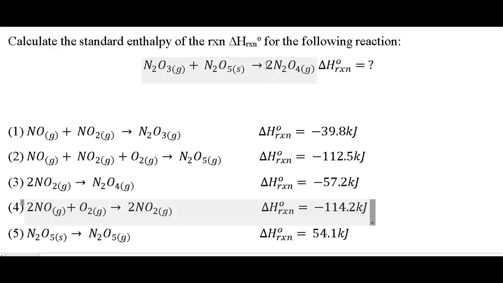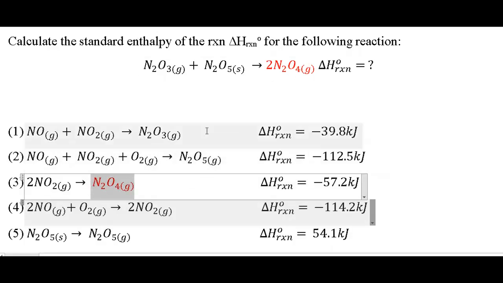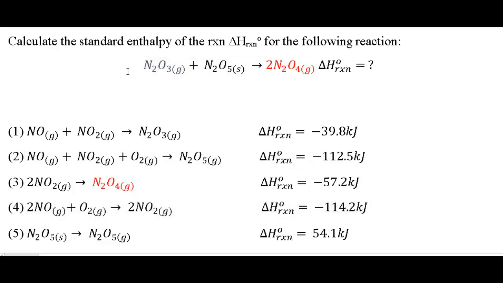So the first thing I see here is a 2N2O4 on the product side, and I see an N2O4 on the product side here. The problem is this is only 1 mole and that is 2 moles, so I think we'll just multiply this out by 2. That's one strategy. Another thing I see here is an N2O3 gas. N2O3 gas is on the reactant side in the unknown reaction, and here N2O3 is on the product side. So already we need to do a couple of manipulations.